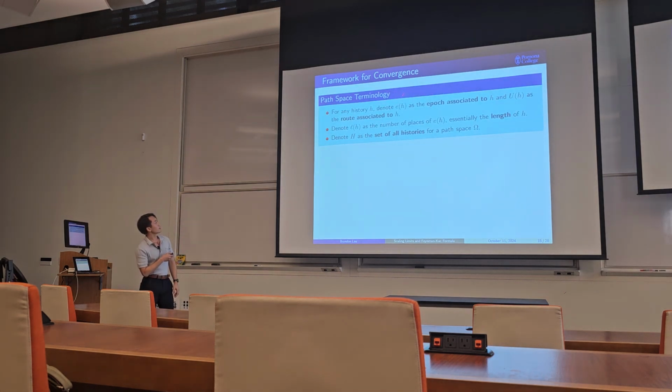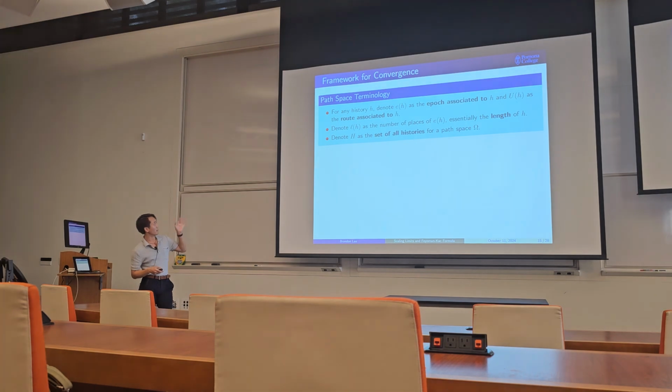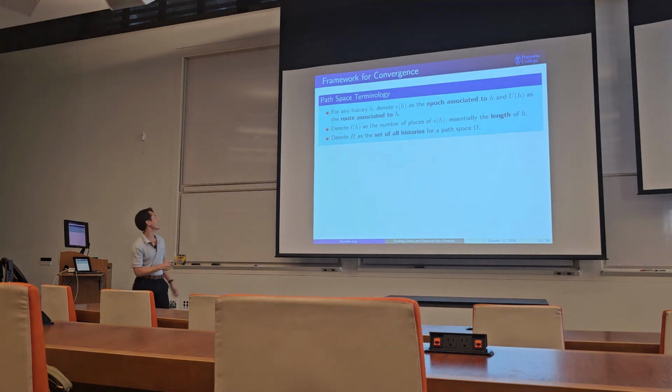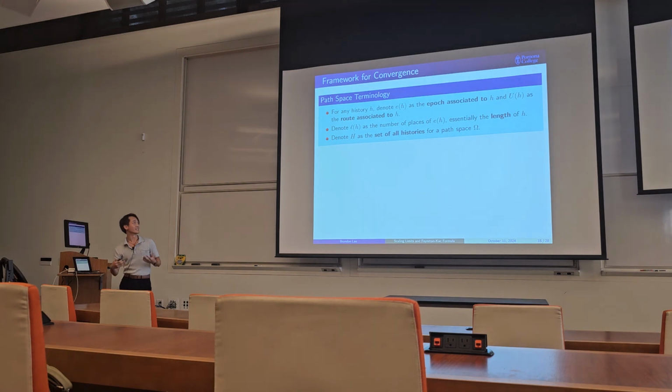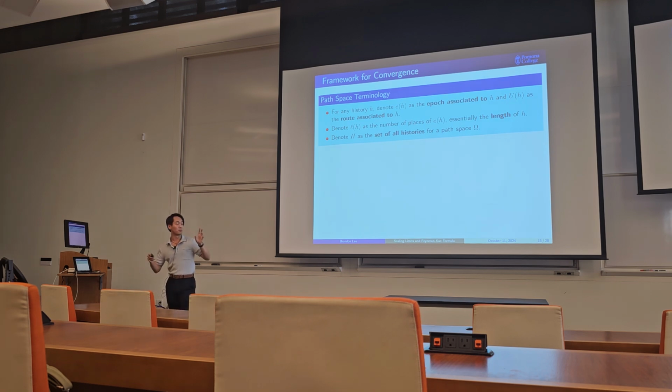So now we're going to look at more terminology, everyone's favorite. For any history H, we're going to denote E of H as the epoch associated to H, and U of H as the route associated to H. We're going to let L of H be the number of places of the epoch of the history, essentially the length of the history. The collection of these is going to be denoted as big H, the set of all histories for the path space omega.